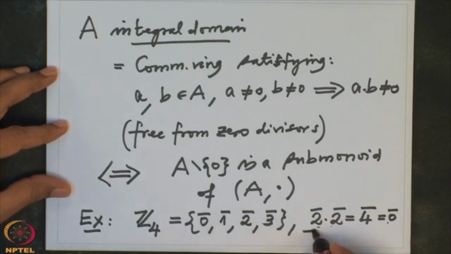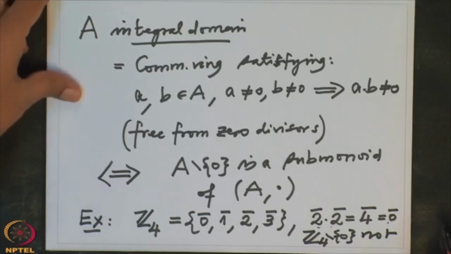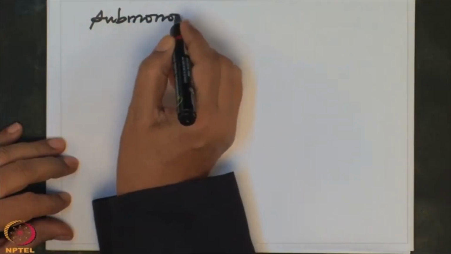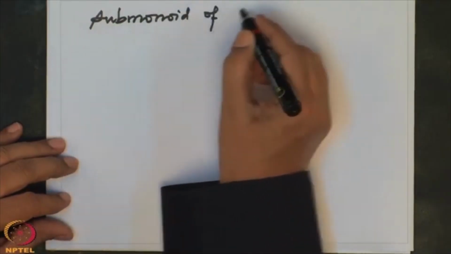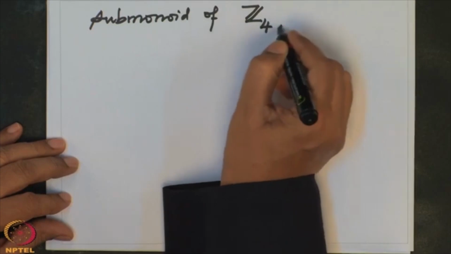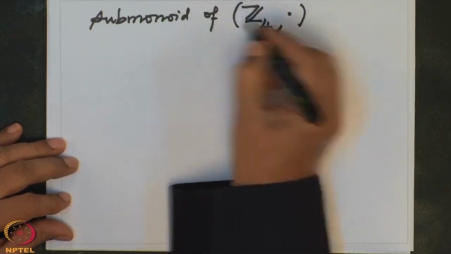So when I remove 0 from Z mod 4, it is not closed under the multiplication. Therefore, Z4 minus 0 is not a submonoid of Z4 dot. And then you can write down many examples like this.